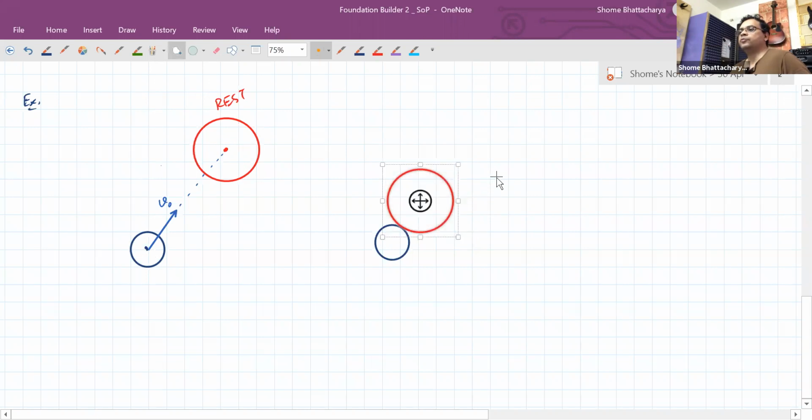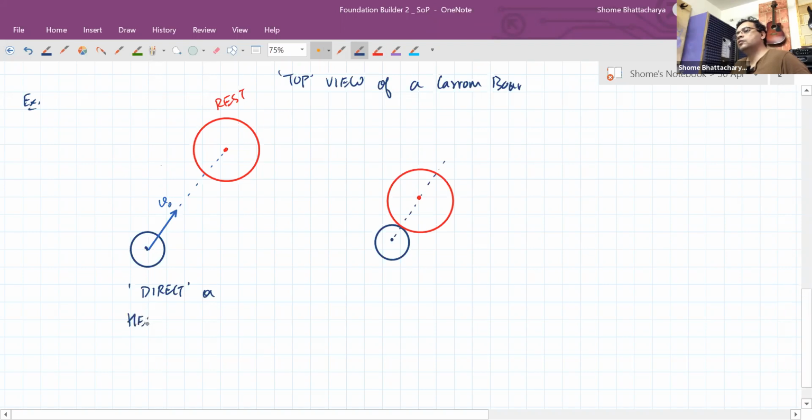So you must realize that this is the top view of that carom table. This is the top view of a carom board. So this time we aim it such that the velocity vector was already along this center to center line. It was not along some oblique line. Then this is called a direct, or in more technical language, a head-on impact, instead of being an oblique collision.